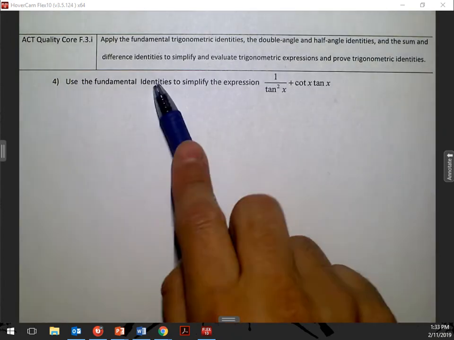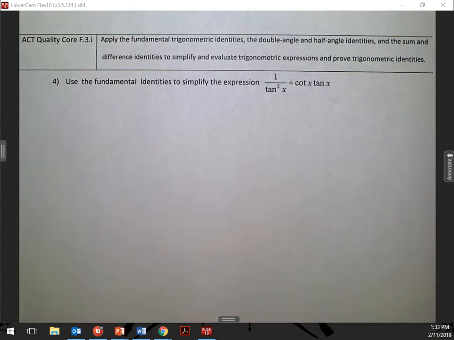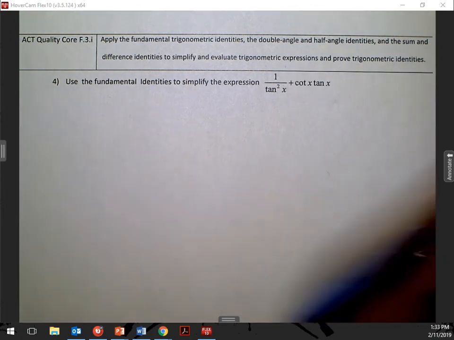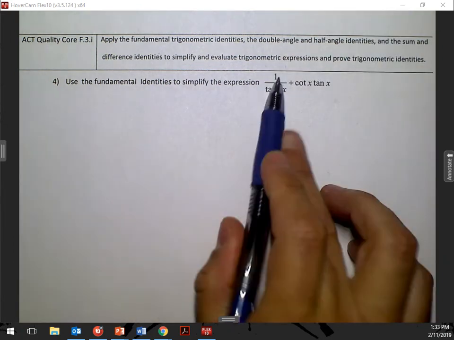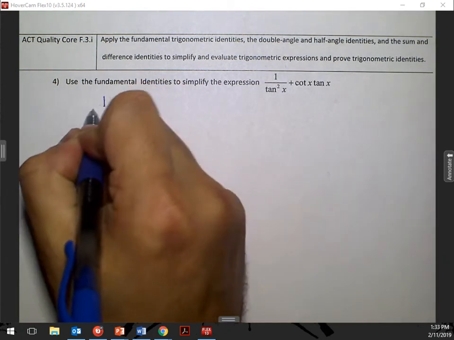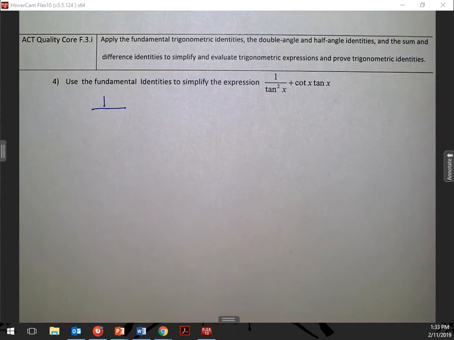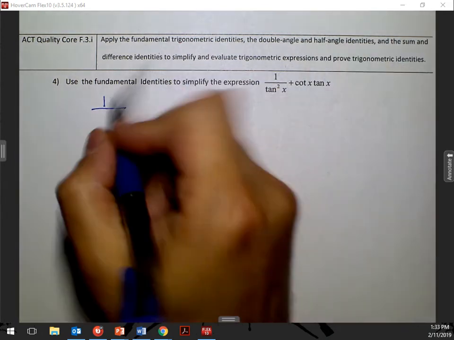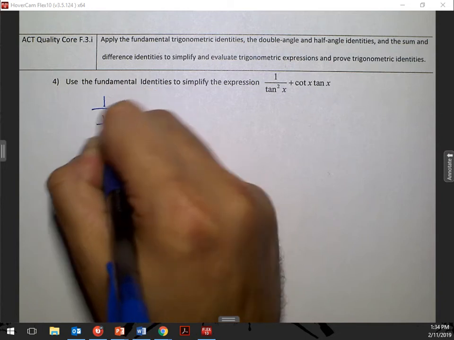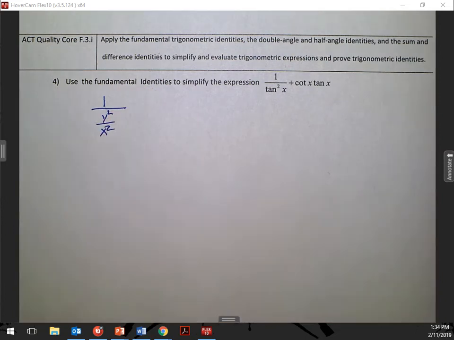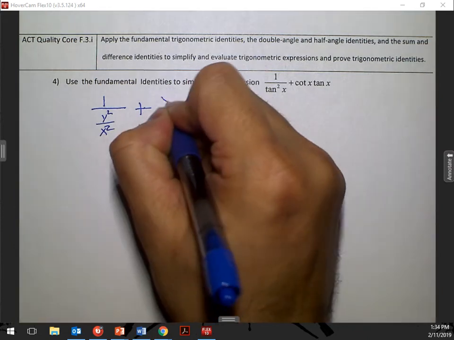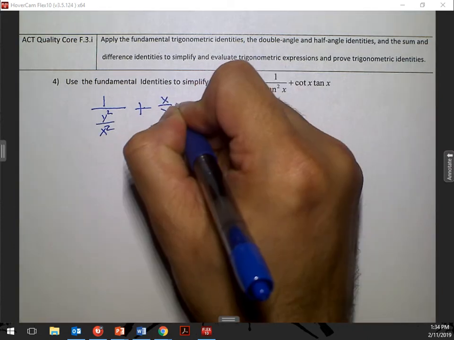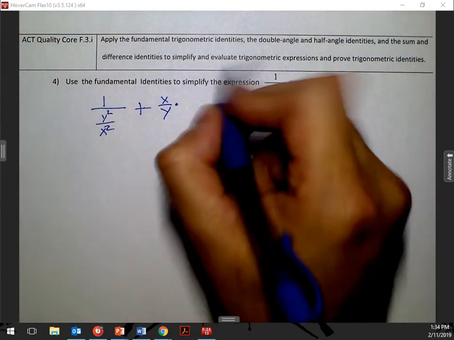Okay, fundamental identities to simplify the expressions. So, let's take a look at this. We're going to simplify this. Now this is going to turn into 1 over, what's tangent? Y over x. But this is squared, so it's y squared over x squared, right? Plus, cotangent's what over what? X over y. Times, what's tangent? Y over x.